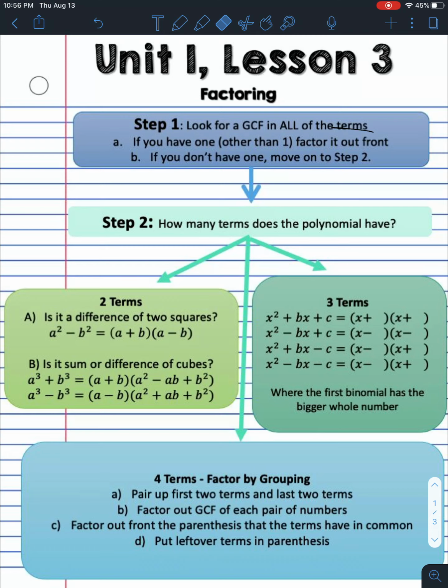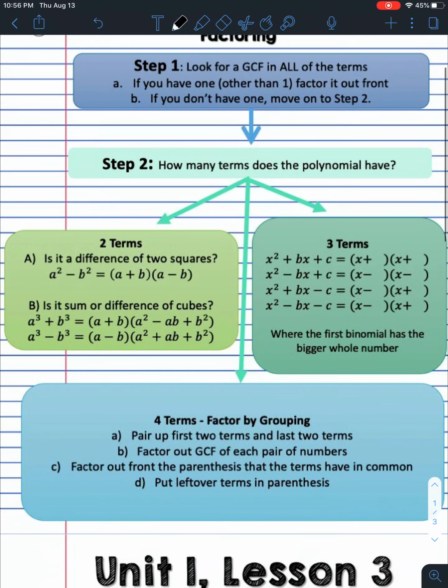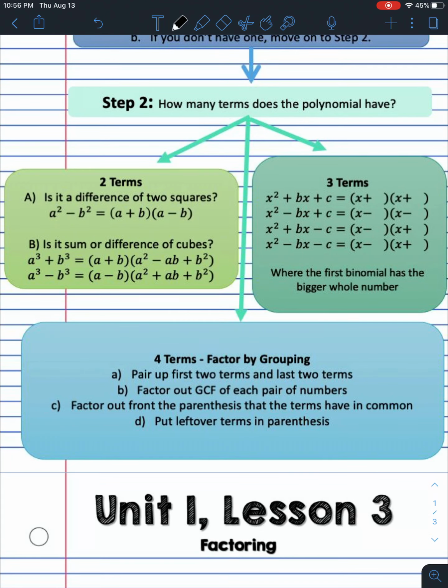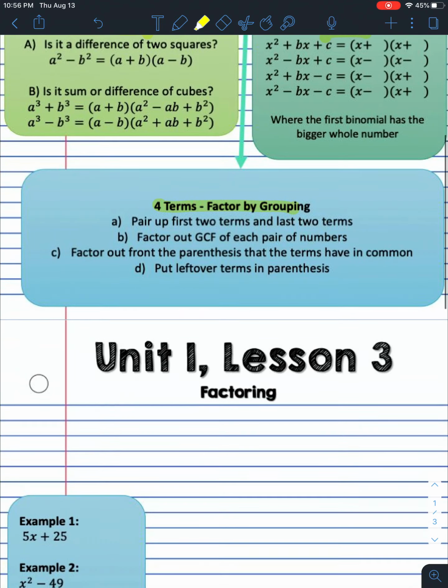So the first thing we want to do, our first step, is to look and see if we can find a GCF. All right, then we're going to move on. If we can find a GCF, then we're going to factor that out. We'll bring it to the front, and then we'll decide, can we do any more steps? Can we go ahead and do step 2? If we can't, we'll just leave it alone. That'll be our answer. If we can, then we'll see how many terms does the polynomial have. Does it have 2 terms? Is it 4 terms? Or is it 3 terms? So we'll follow these steps and we'll figure out which one do we need to use.